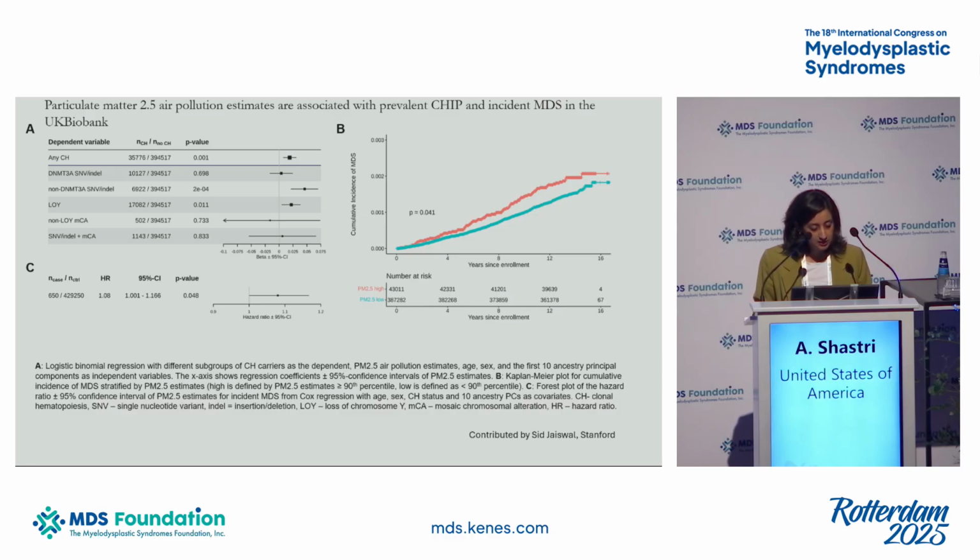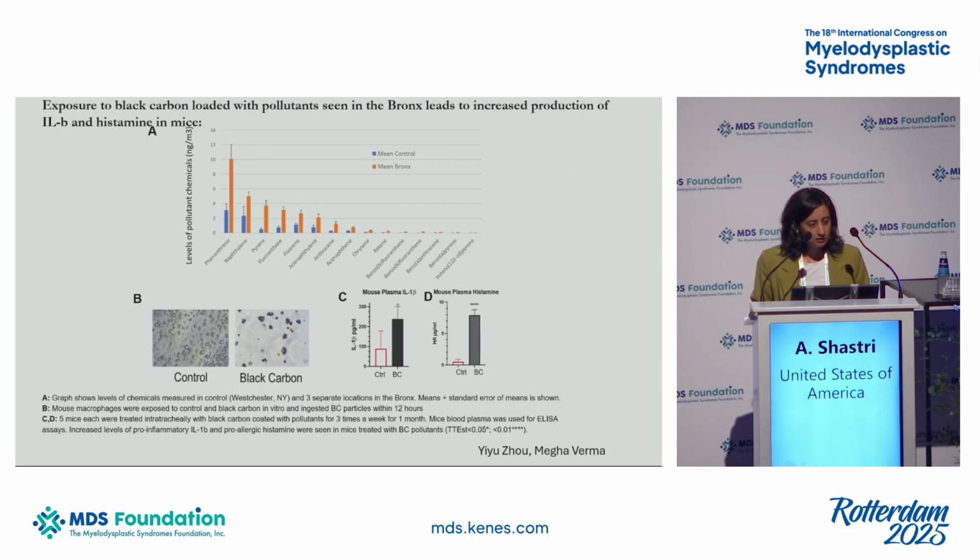In figure C, this shows you the forest plot of the hazard ratio for exposure to PM2.5 and incident MDS, which is significant. And B is the Kaplan-Meier plot for the cumulative incidence of MDS stratified by the 90th percentile of exposure for PM2.5. So this is also significant.